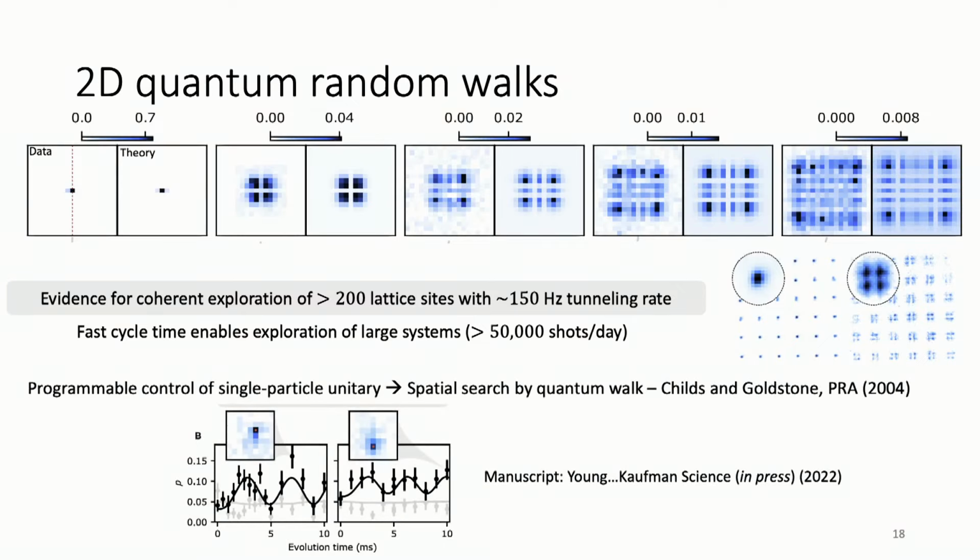One point that I want to highlight is that not only can we control where we place the atoms, but we can in real time modify the tunneling dynamics to implement controllable unitaries on the atoms. And we used this recently to, for the first time, implement this proposed protocol for spatial search by quantum walk by Childs and Goldstone. So if you're interested in this, you can look at our manuscript.